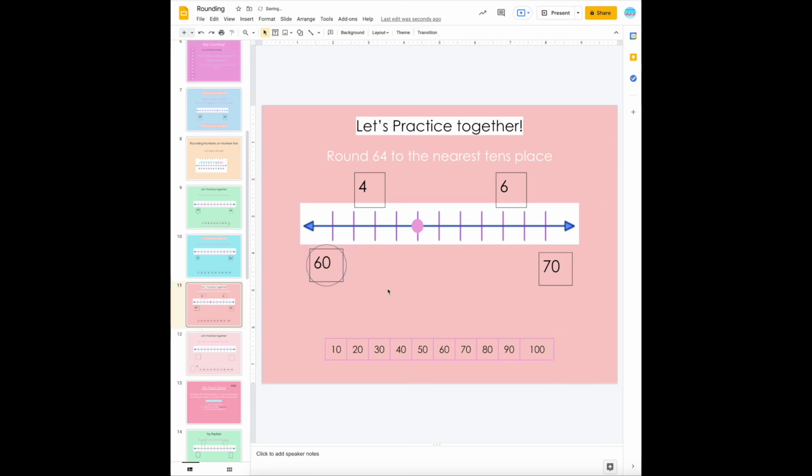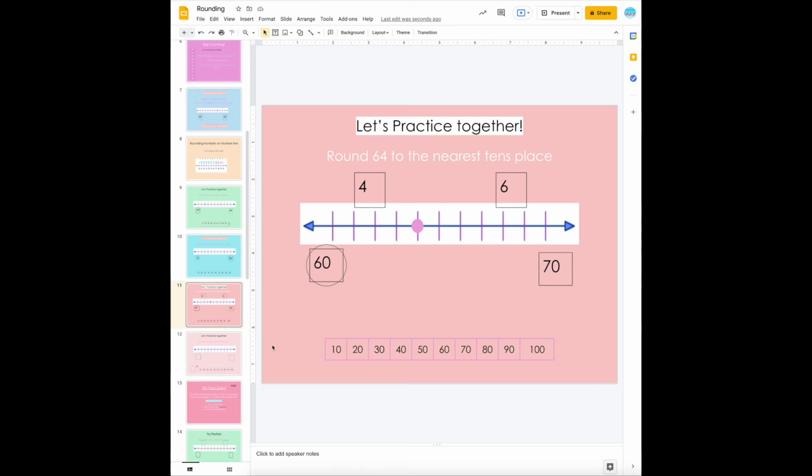Now remember, the last step is to think, did I round up or did I round down? Remember, we started with 64, we rounded to 60. So think in your head, is 60 greater than 64 or less than 64? And it should be less because it's a smaller number, so we rounded down. You can also see on the number line, when we round up, it goes this way. When we round down, it goes that way.